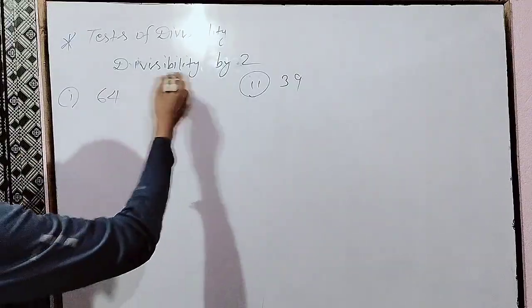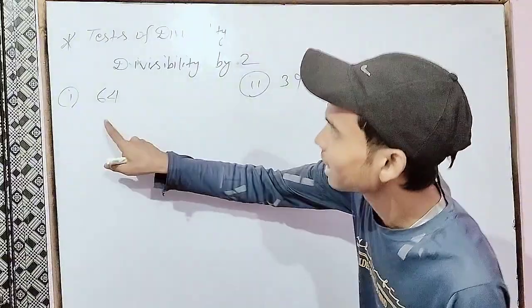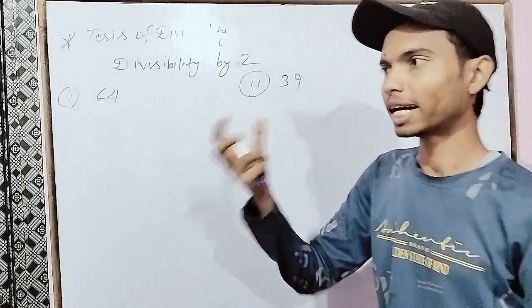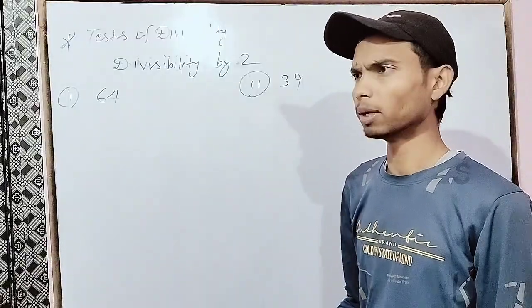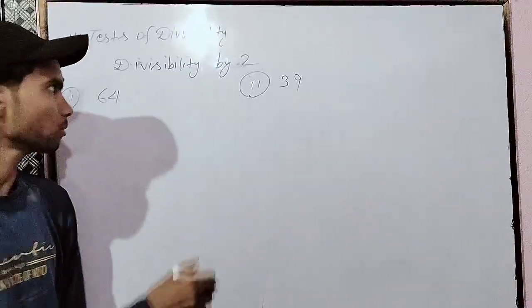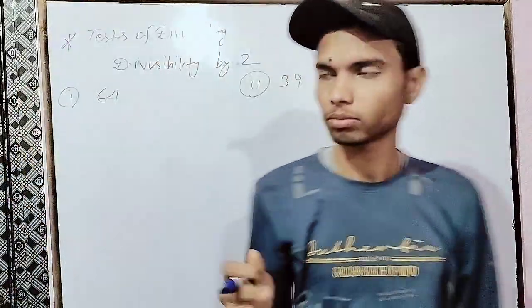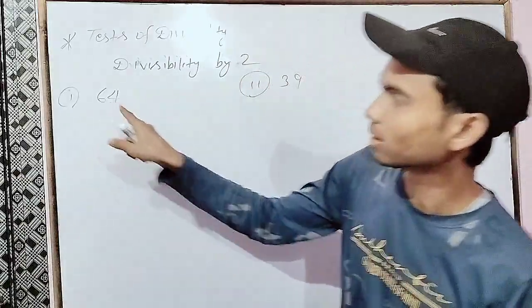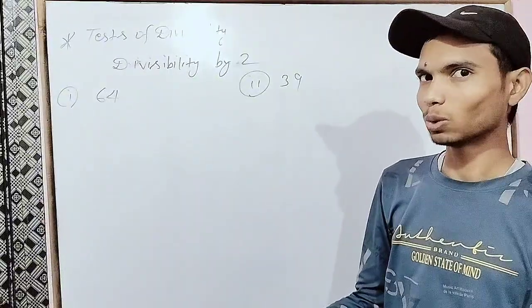From here, we will understand divisibility by 2. We are trying to understand that there is a given number. Can we identify whether this given number will be divisible by 2? For example, this is 64. This number will be divisible by 2.